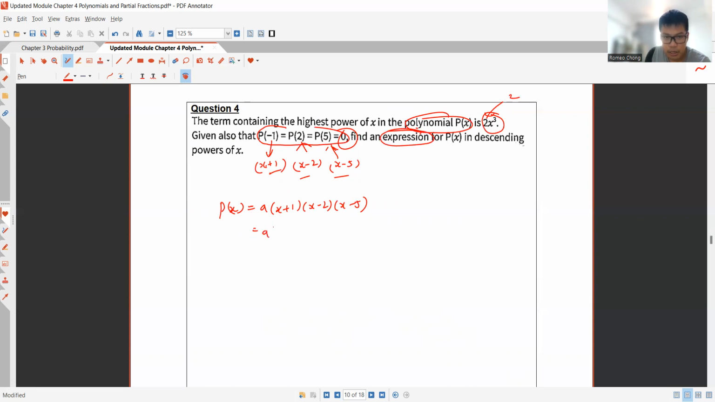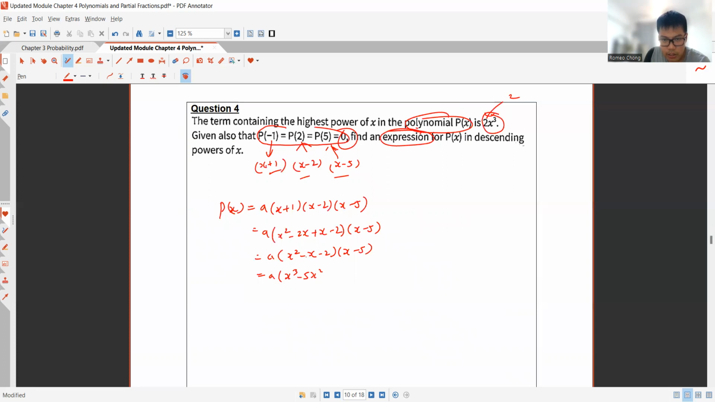So let's expand the first two. You actually get x squared minus 2x plus x minus 2, and then times (x minus 5). So you actually get (x squared minus x minus 2) times (x minus 5). And then expand again the last one. So you will get x squared times x, so x cubed. Then the next one will be negative 5x squared, because negative 5 times x squared.